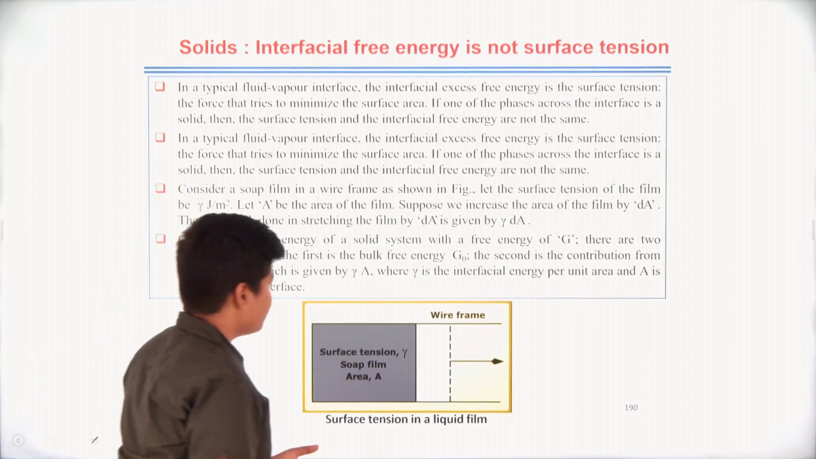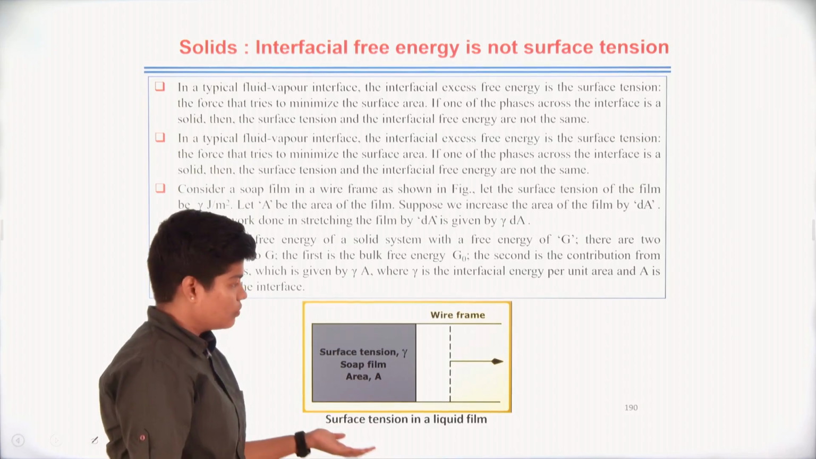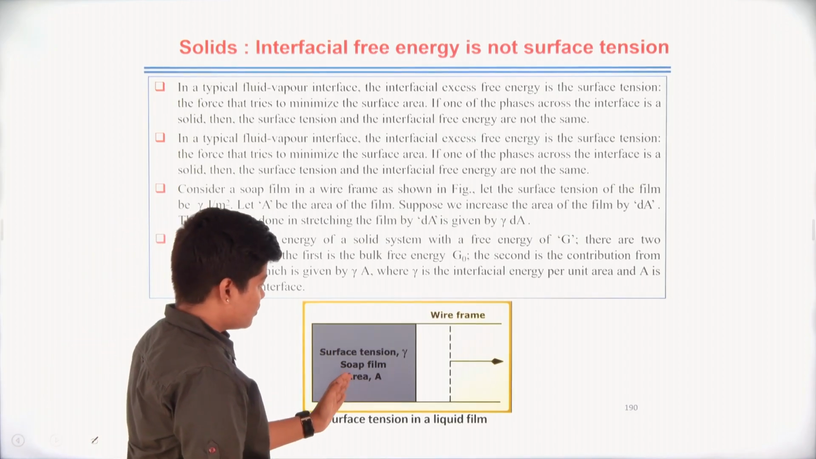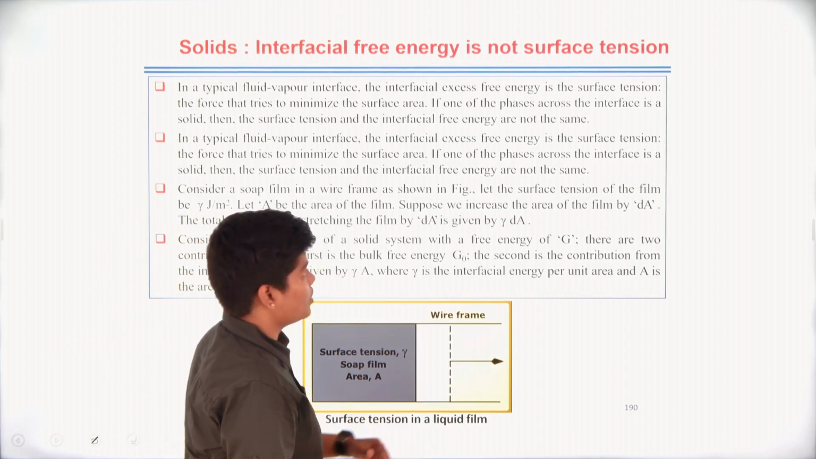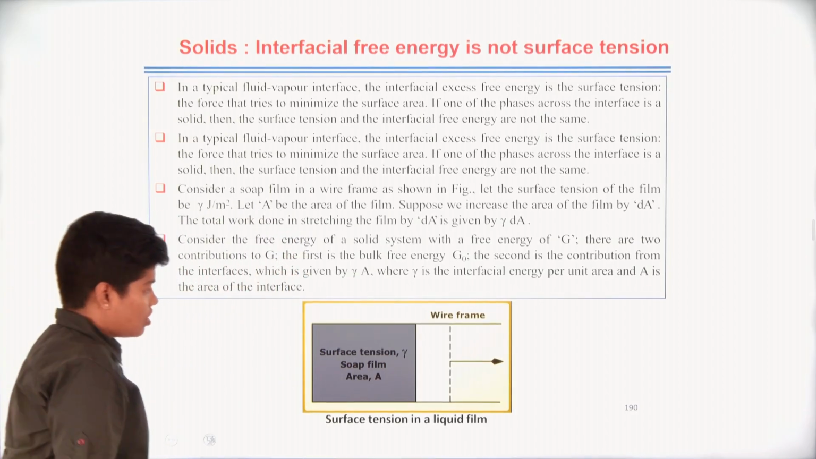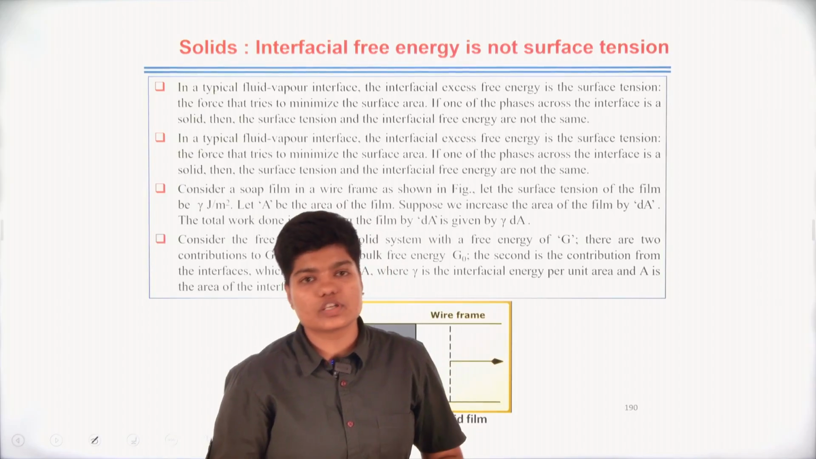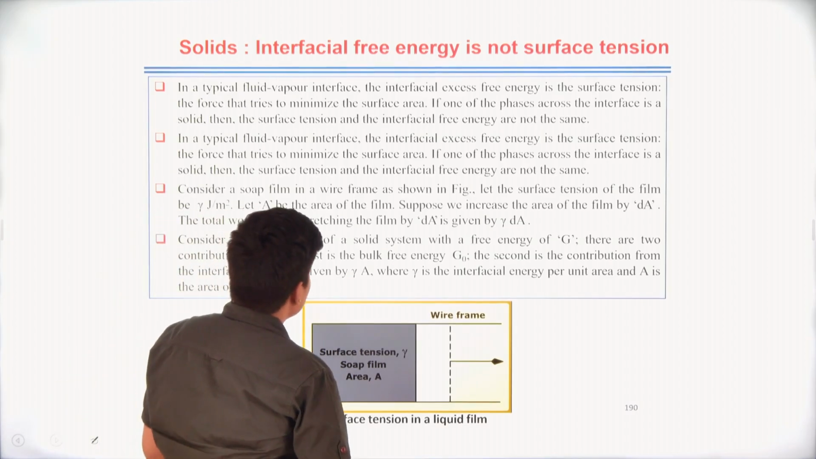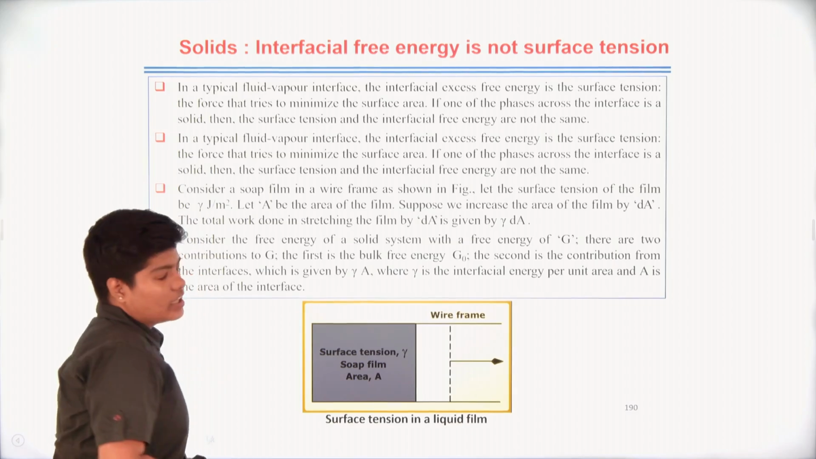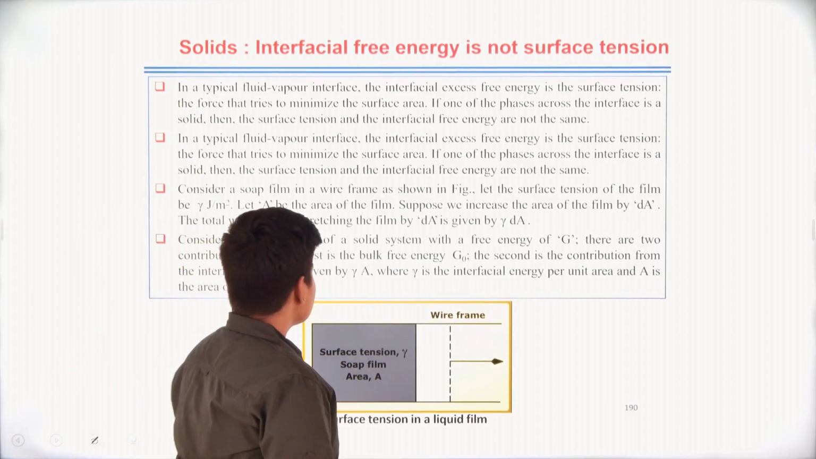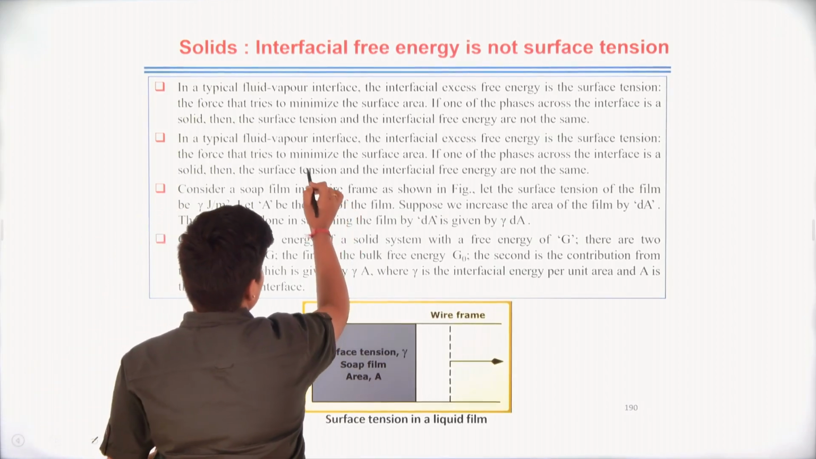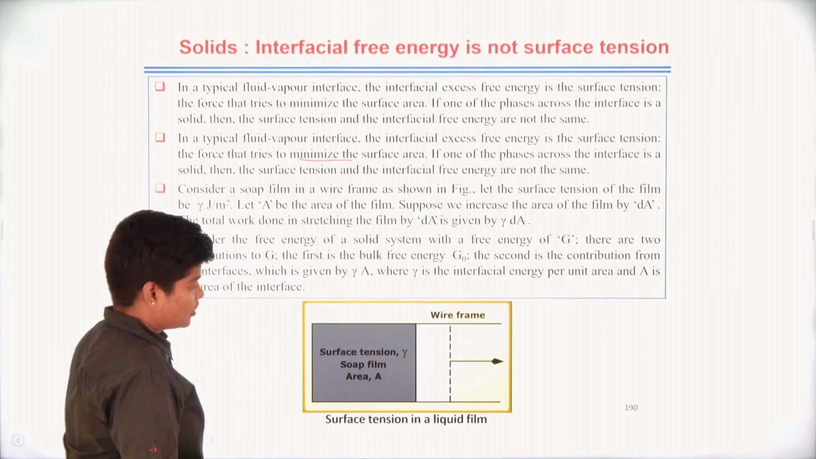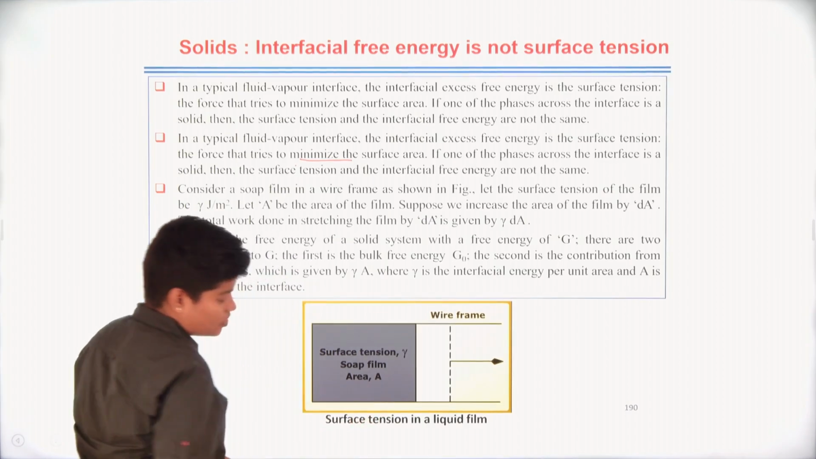Typically in a fluid, suppose we take one soap film in a wire frame. At the fluid and vapor interface, surface tension arises, and it always tries to minimize the surface area. So at the fluid and vapor interface, the interfacial excess free energy is the surface tension that tries to minimize the surface area. Consider the soap film in the wire frame as shown in the figure, where A is the area of the soap film.